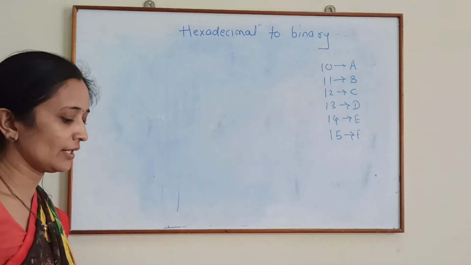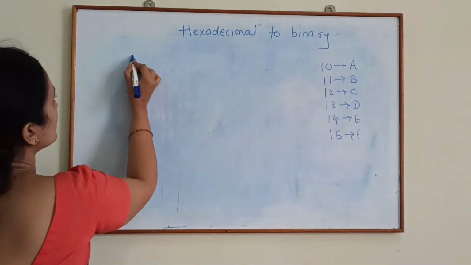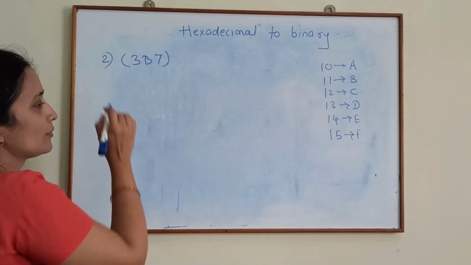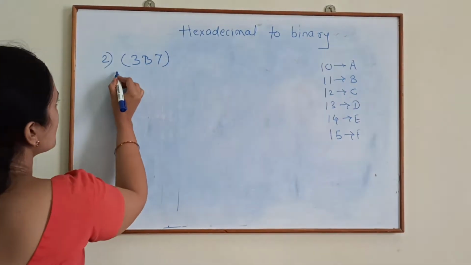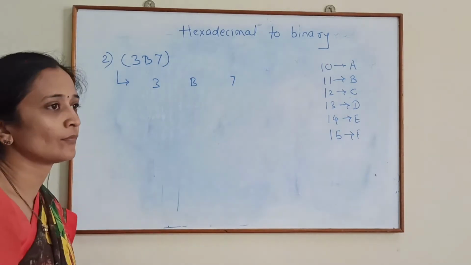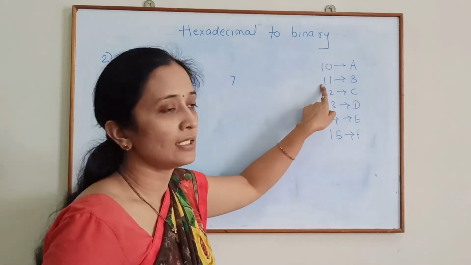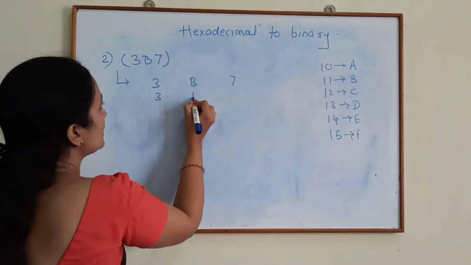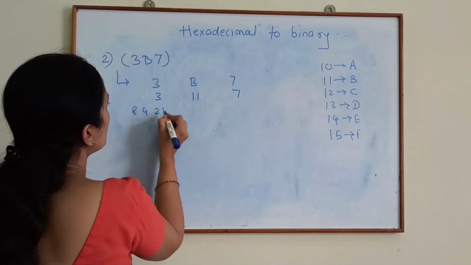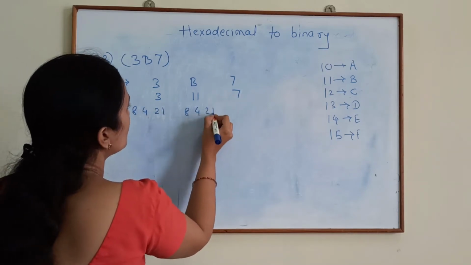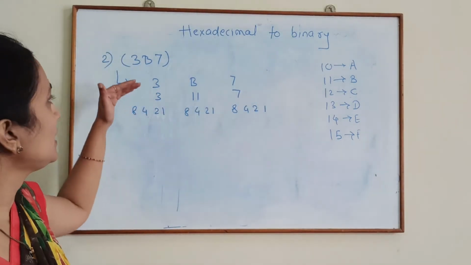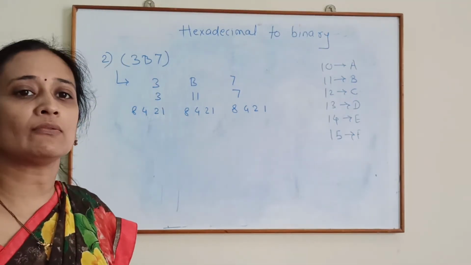One more example we will take: 3B7. Second example. What is the first step? Take down the number and separate the digits. B means 11. Therefore take 3, 11, 7. Write 8, 4, 2, 1 for each digit, to convert each and every digit to its binary equivalent.